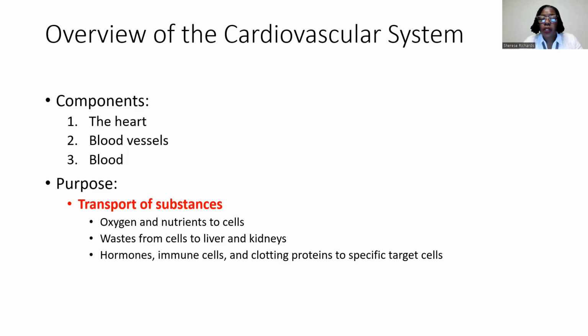Nutrients, right? So all of our biomolecules, carbohydrates, proteins, fats, are delivered via the blood as well. Waste products from cells go to the liver and kidneys. This could be breakdown products, byproducts from the foods that we eat, or carbon dioxide, which is the waste product after cellular respiration. Other components like our immune cells, white blood cells, hormones, clotting proteins, other specific target proteins, enzymes, all of these things are transported as components within the blood throughout our entire system.